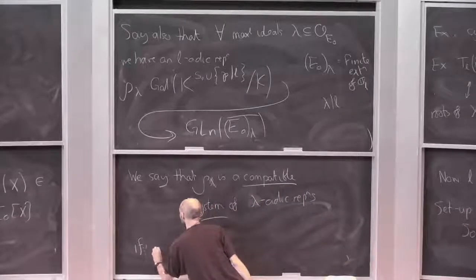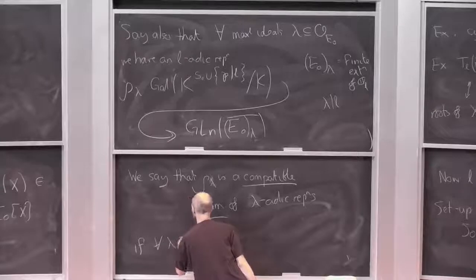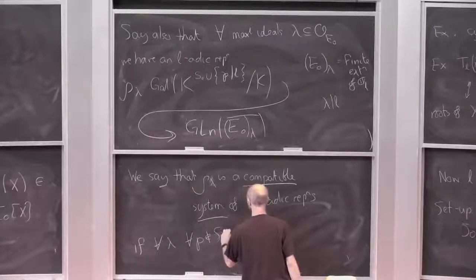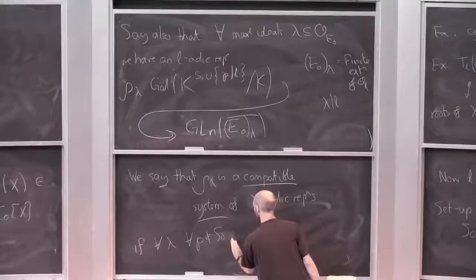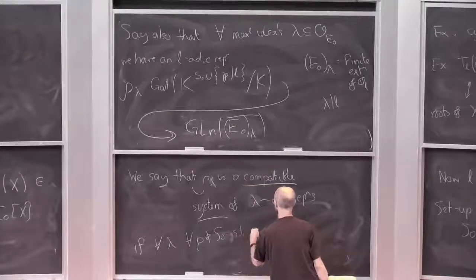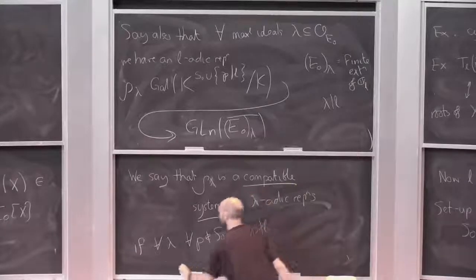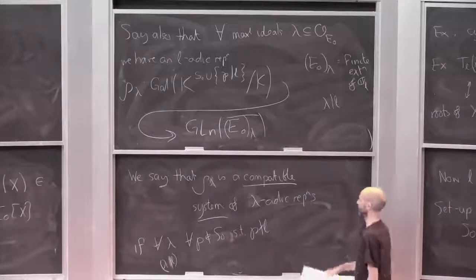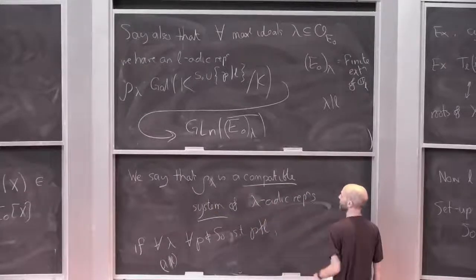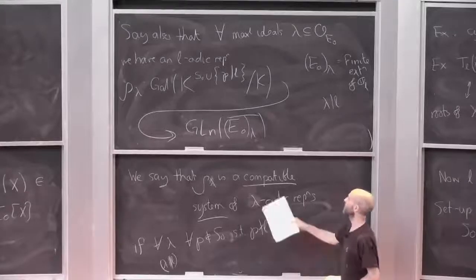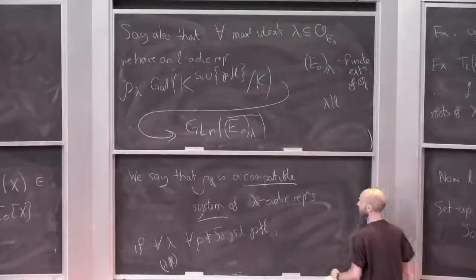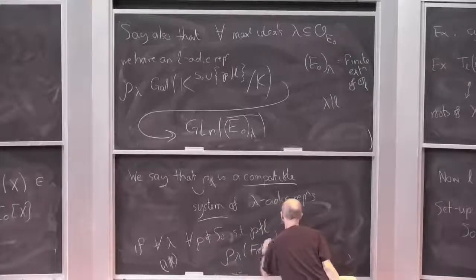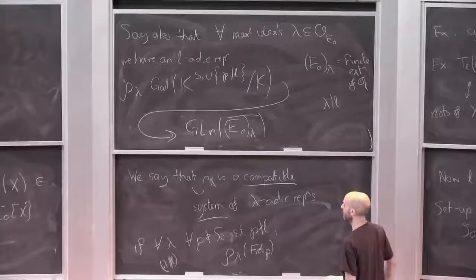If the char poly, if for all lambda and for all p not in S0 such that p doesn't divide L, so lambda divides L, rho lambda is unramified at p, that's part of the definition. So rho lambda of Frob p there, has char poly.